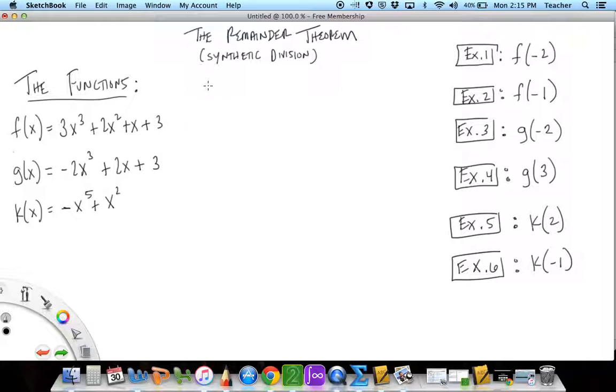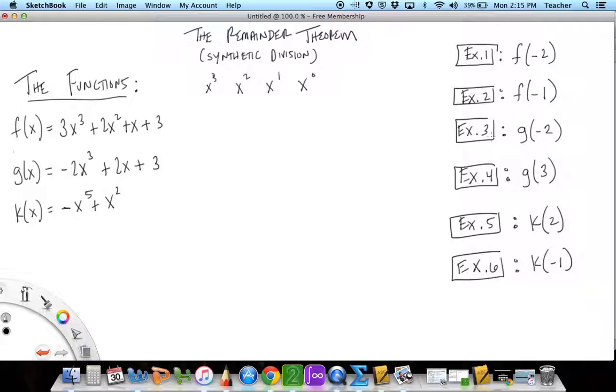So what I'm going to do is write x to the third, and then I'm going to put x squared, x to the first, x to the 0. I'm going to write these in descending order. It just starts with 3, 2, 1, 0. Okay, now these are going to be nice placeholders for me so I don't forget something, especially when I use g of x and k of x.